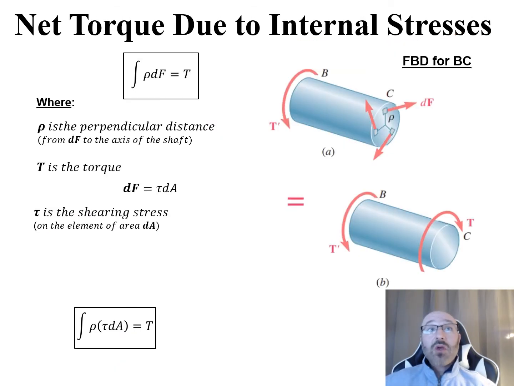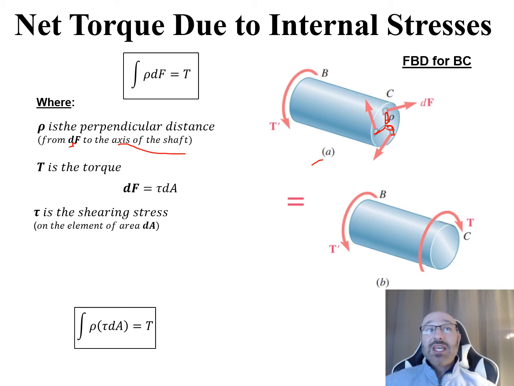So how do we do that? We go back to that equation we discussed from our textbook, with the integral of rho dF equal to T, where rho is the perpendicular distance from dF to the axis of the shaft. So if we zoom in on our diagram in part A, we can see that distance, there's that perpendicular distance. For each one of these dF elements, that rho is going to be the perpendicular distance from dF to the axis of the shaft, which is right in the center of the shaft there.